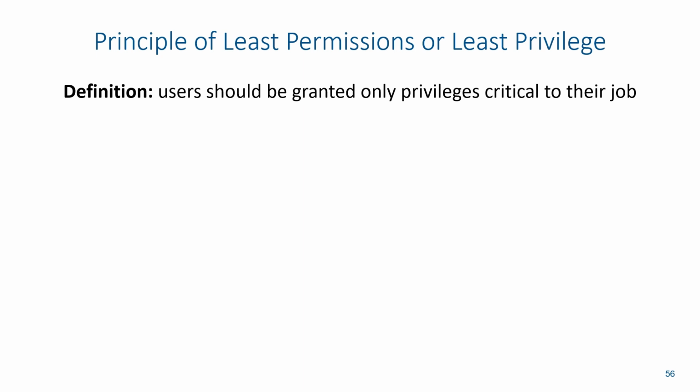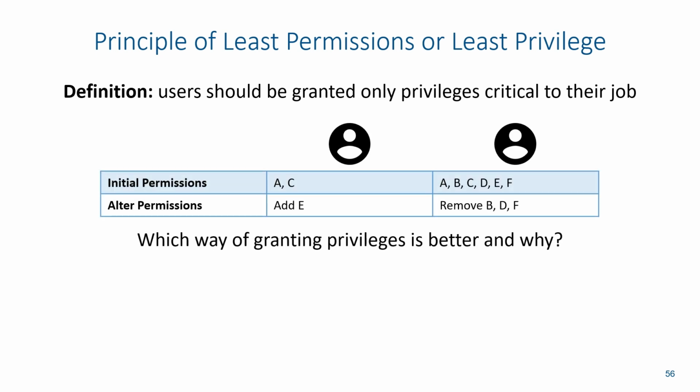Additionally, with authorization, we need to consider the principle of least permissions, or least privilege. This says that a user is granted only permissions or privileges that are critical to do their job and nothing more. Take, for example, this scenario. We have one user with initial permissions of A and C, and then we realize that they need permission E, so we add E. Let's look at another user, who was granted the initial permissions of A, B, C, D, E, and F. Then we realize that they should only have A, C, and E, so we remove B, D, and F. Which way of granting privileges is better?